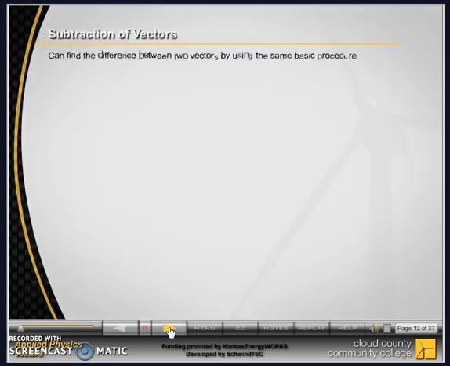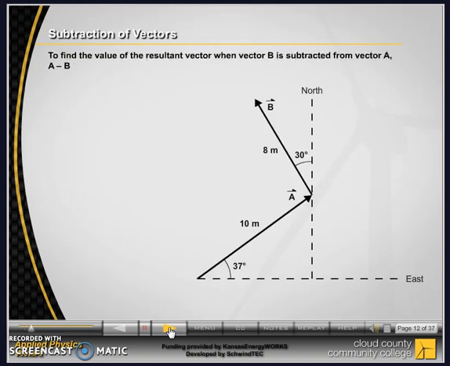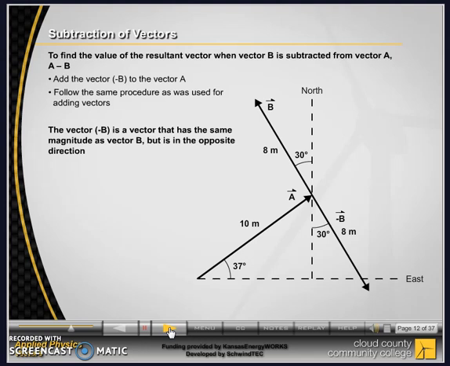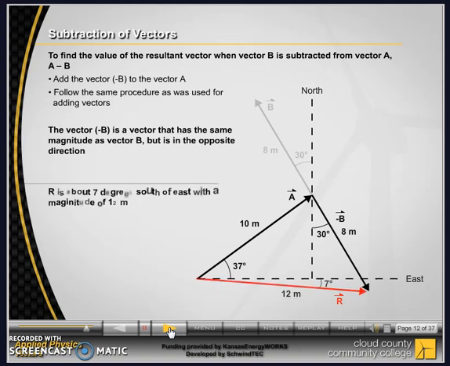You can find the difference between two vectors by using the same basic procedure. To find the value of the resultant vector when vector B is subtracted from vector A, A minus B, you add the vector negative B to the vector A, and follow the same procedure as was used for adding vectors. The vector negative B is a vector that has the same magnitude as vector B, but it is in the opposite direction. Using the same vectors A and B as in the previous examples, the graphical subtraction of B from A is illustrated here. In this example of vector subtraction, R is about 7 degrees south of east with a magnitude of 12 meters.